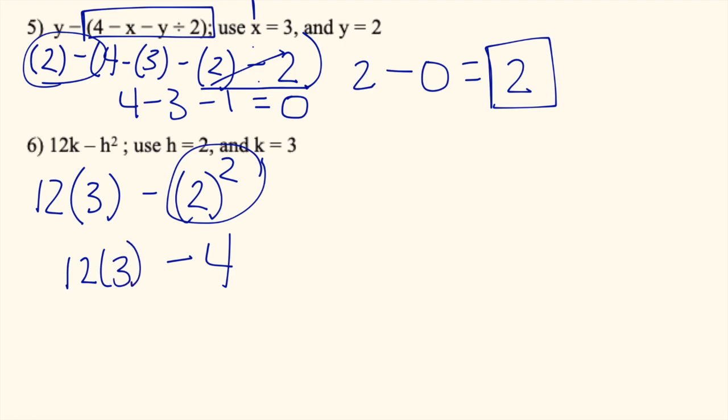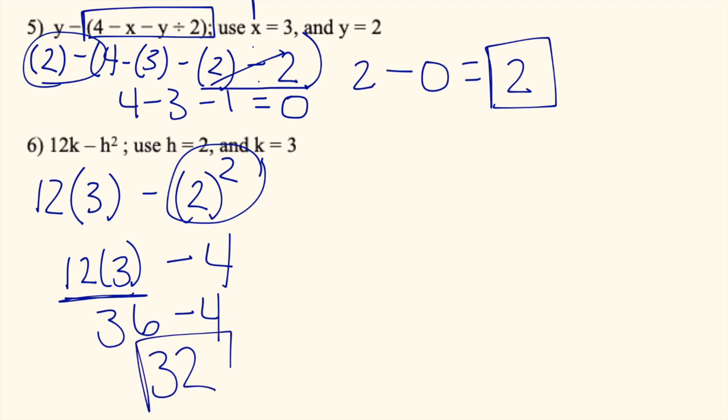And then we have to do our multiplication. Since these are right next to each other, that means we're multiplying. 12 times 3 will give us 36 minus 4, which will give us 32 for our final answer.